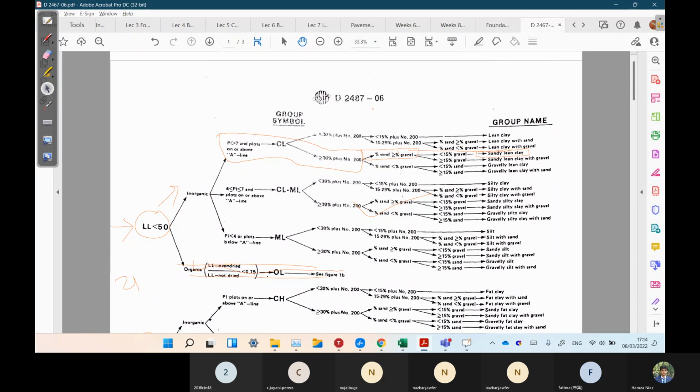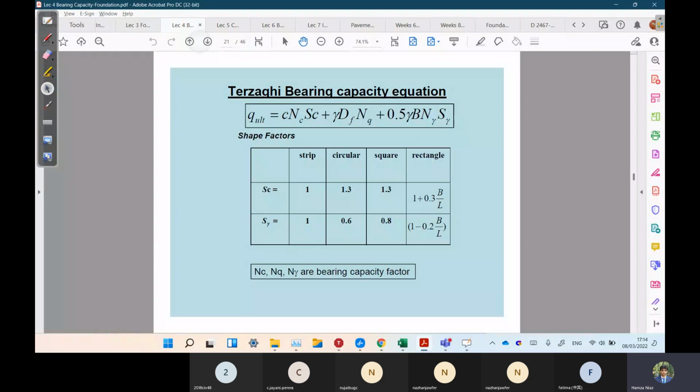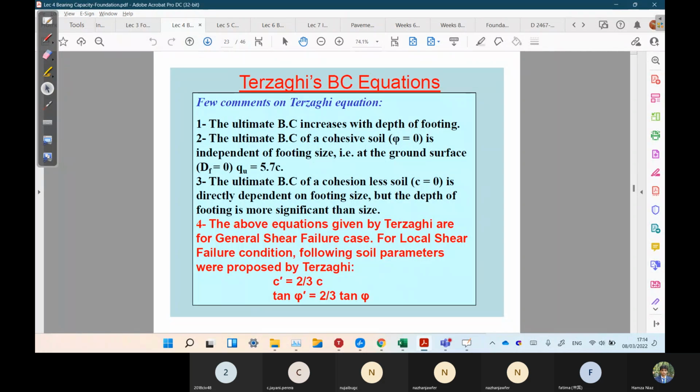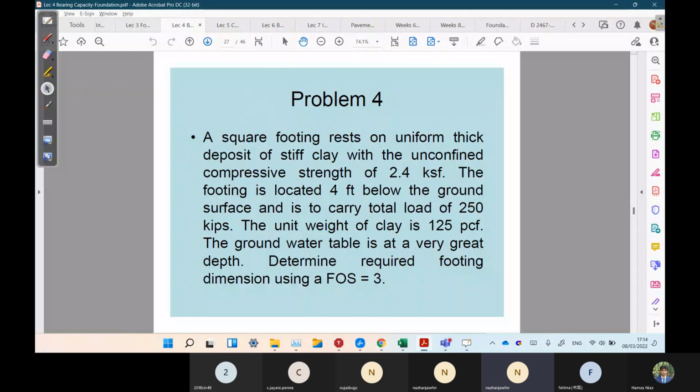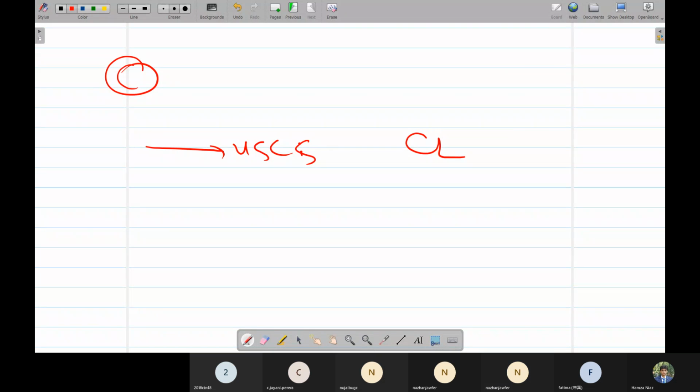All right. So this is how we have to classify. Any issue in this, or we'll move towards the bearing capacity ones? This part is okay, brother. We'll move to that bearing capacity.